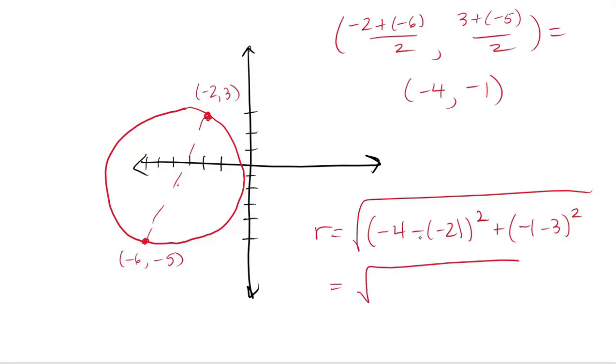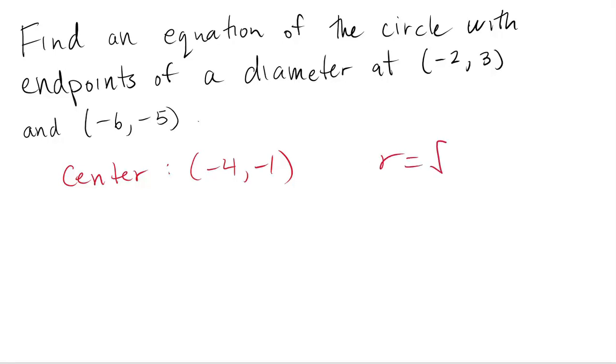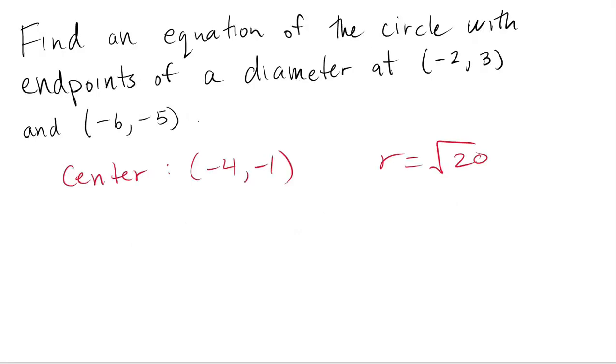Simplifying here, negative 4 minus negative 2 is negative 2, so this is negative 2 squared. Negative 1 minus 3 is negative 4, so this is negative 4 squared. Negative 2 squared is 4, negative 4 squared is 16. This is the square root of 4 plus 16. Do not take the square root of each of those numbers. You have to add, and we get the square root of 20, which is not a rational number. You may have been trained to simplify expressions like this, and normally that's not a bad idea. Here I would encourage you not to. Let's just leave the radius as the square root of 20. The reason I'm going to leave it like that is, in the standard equation of a circle, we're going to square the radius. It's easy to square the square root of 20, so I'm not going to simplify that.